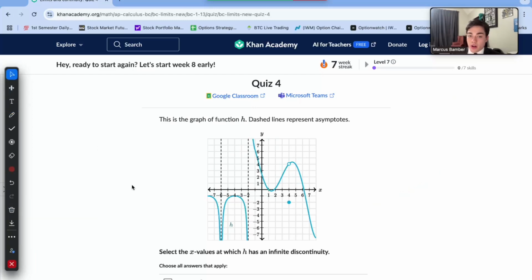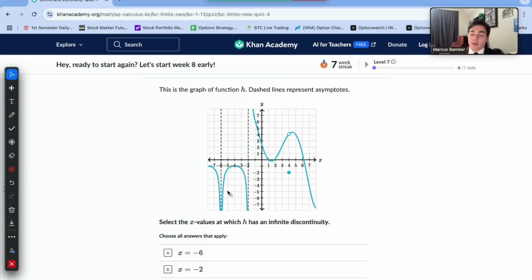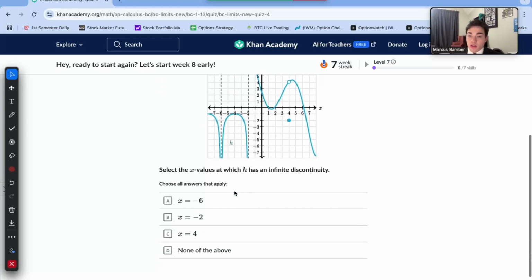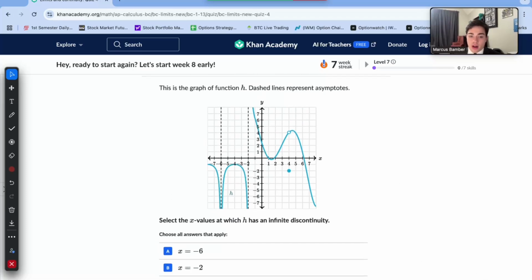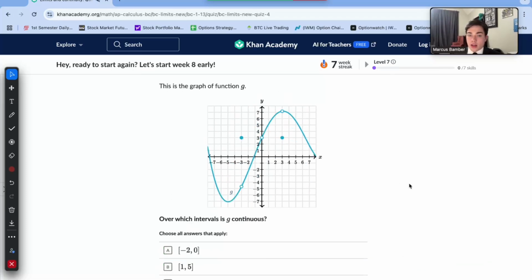So an infinite discontinuity would be an asymptote, and we can see that this function h is going to asymptote twice, at the x value of negative 6 and at the x value of negative 2. We have 2 infinite discontinuities, as those are the 2 asymptotes of the function. And just so you guys know, we cannot remove those. We can remove our hole discontinuities. Very easy.